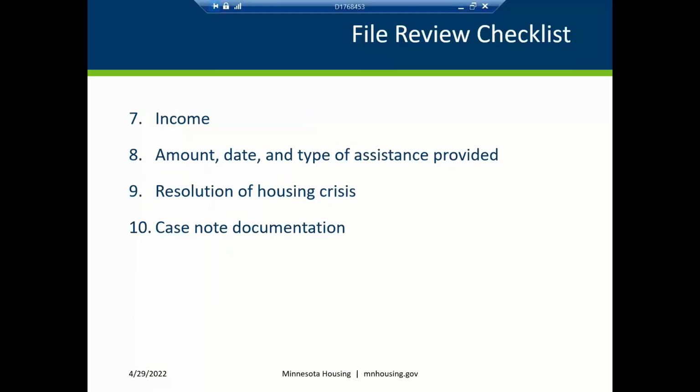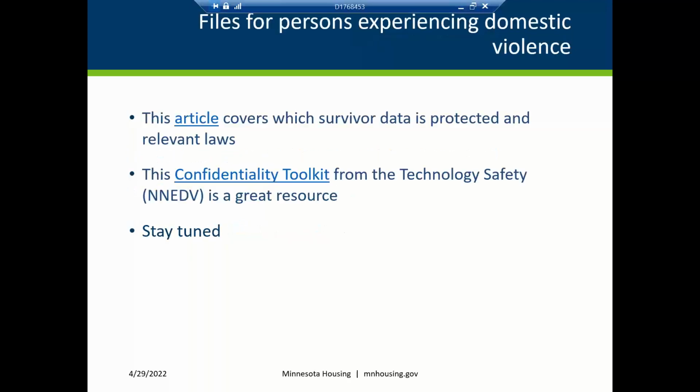So number 7 is the income and the documentation around income that shows that the household is at 200% or below federal poverty guidelines. And then we also look for the amount, date, and type of assistance provided, as well as some evidence of the crisis being resolved. And then we often refer to case notes and expect to see those in the file as well.